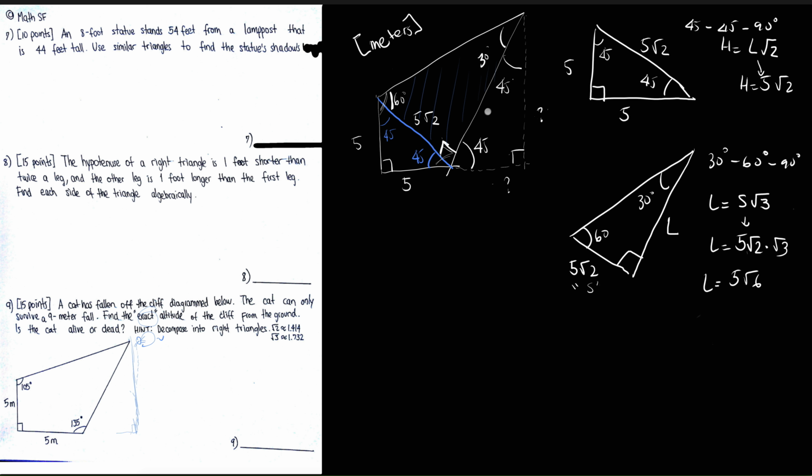So I'm going to write it here. I'm going to go back to my original picture. So that's 5 root 6. Well, I'm almost done here. I'm just going to copy this triangle that I have. This is a 45, 45.